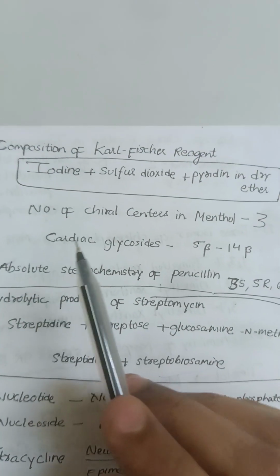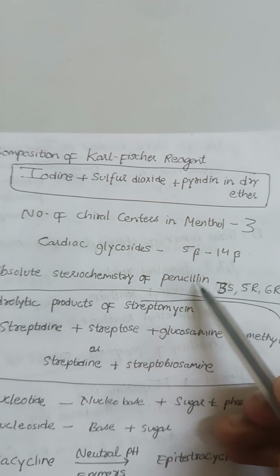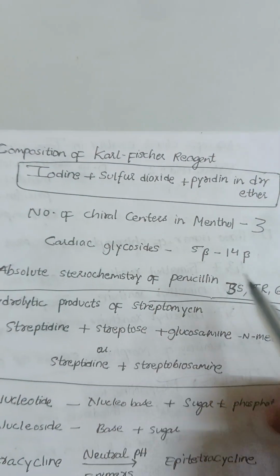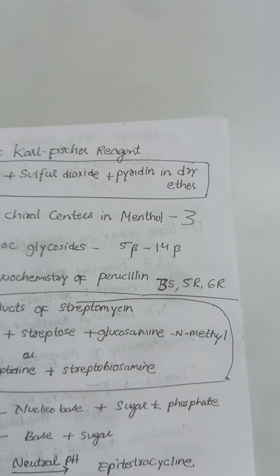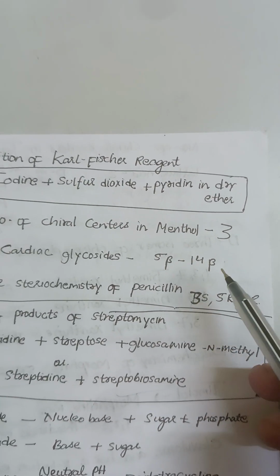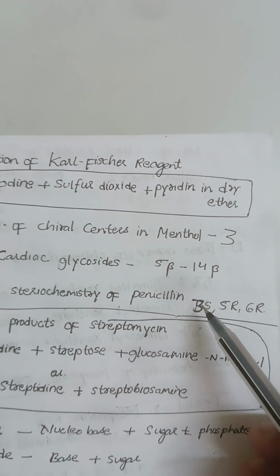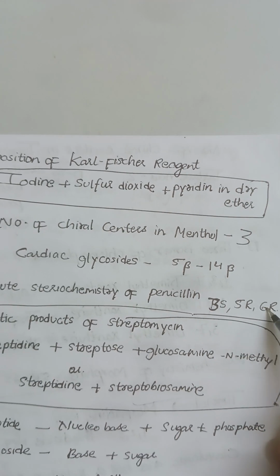And the absolute stereochemistry of penicillin, this is a very important bit. The absolute stereochemistry of penicillin is 3S, 5R and 6R. So remember, it's very important. The absolute stereochemistry of penicillin is 3S, 5R and 6R.